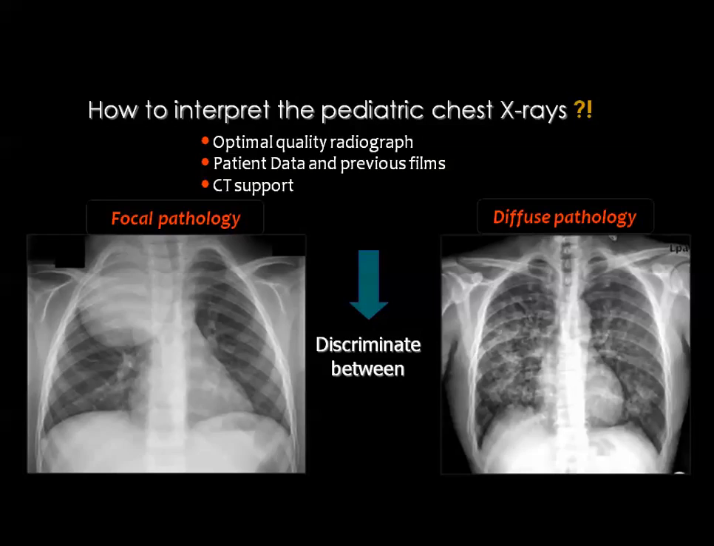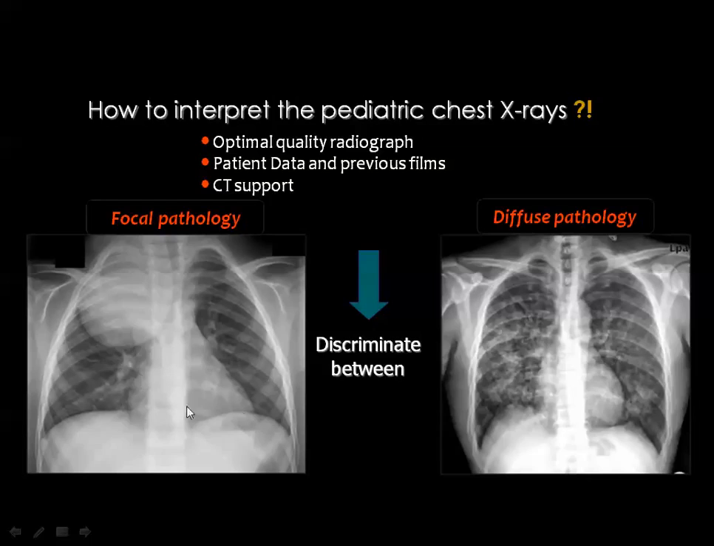Then after these steps, if you did not reach a reliable diagnosis on which treatment can be given, then you should have the support of CT scan. Let us start the interpretation of the pediatric chest X-ray by looking at the chest, and we would like to differentiate between two main issues.